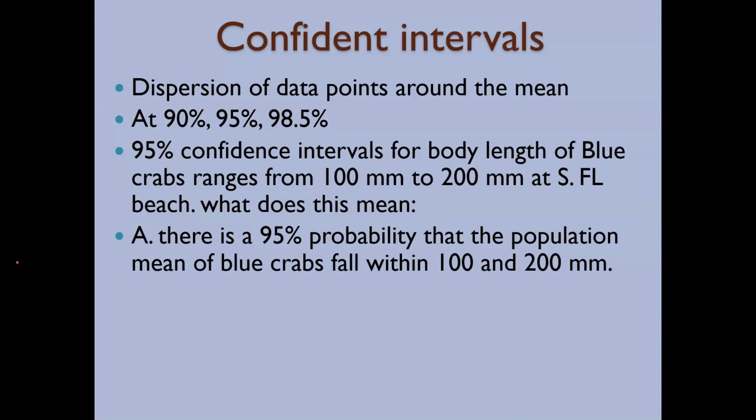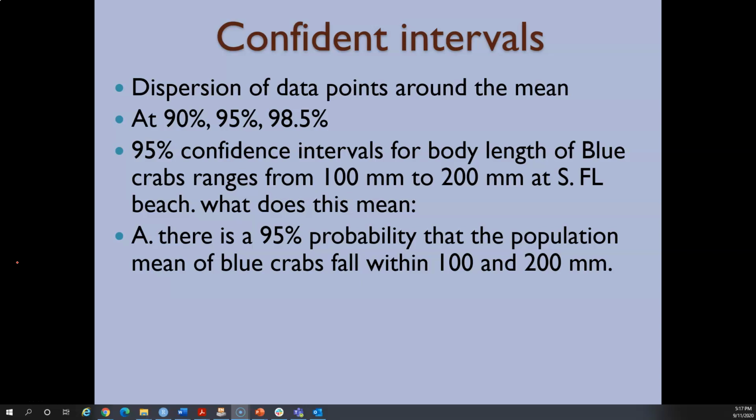Let's say that you're measuring body lengths of a particular crab species, blue crabs. You go to Florida, you deploy traps and you capture blue crabs. It's a really cool species, and you measure their carapace lengths. Let's say you caught 100 individuals and measured all of their carapace lengths. After that, you calculate the mean, and then the standard deviation. Based on the mean and the standard deviation, you calculate the 95% confidence interval, which happens to be 100.